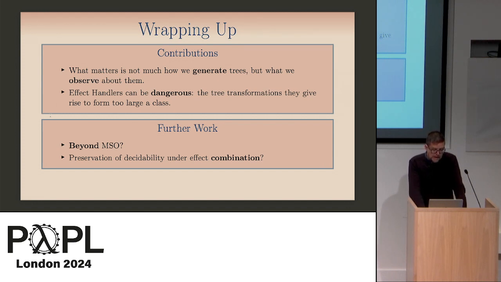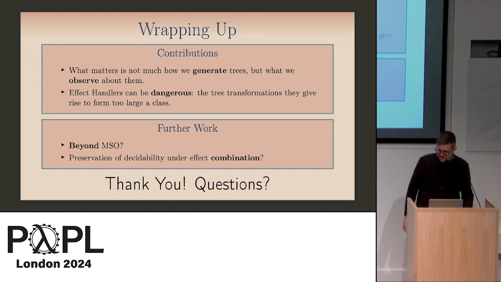We would like to take a look, for example, in the future at extensions of MSO for which decidability can continue to hold, but of course this is going to be quite difficult. We are of course thinking about a specific form of probabilistic choice. But we also would like, and this looks less challenging, to prove a preservation property about decidability for combinations of effects. And that's it. Thank you very much.